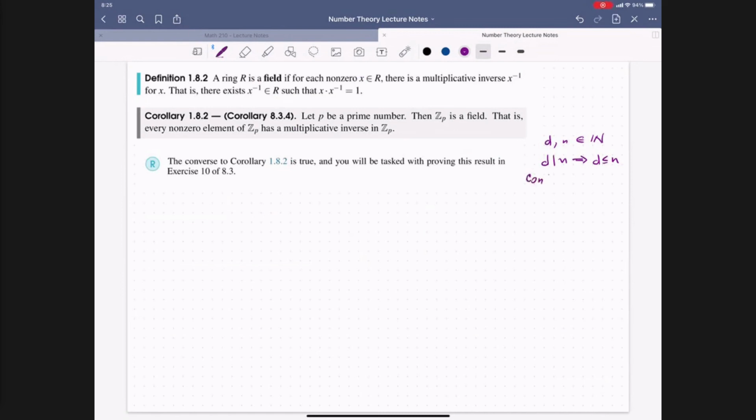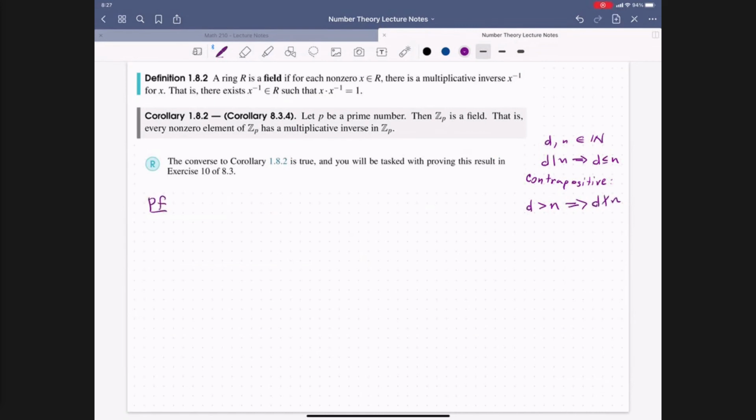The contrapositive to this statement is the following. We have to negate D is less than or equal to N. If we negate that, that means D is greater than N, and that implies the negation of D divides N. So in other words, D does not divide N. So let's now prove this.